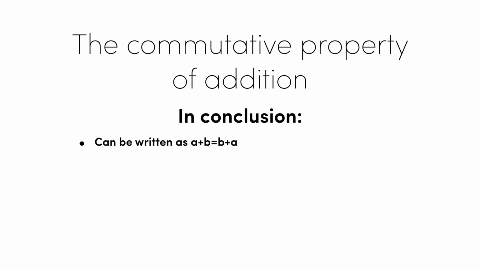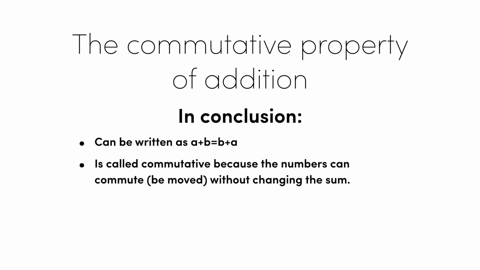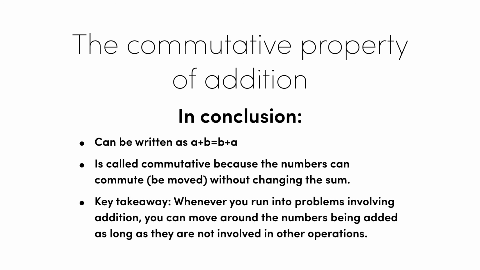So the commutative property of addition, in conclusion, can be written as a plus b equals b plus a. It is called commutative because the numbers can commute. In other words, they can be moved without changing the sum. And a key takeaway is that whenever you run into problems involving addition, you can move around the numbers being added as long as they are not involved in other operations.